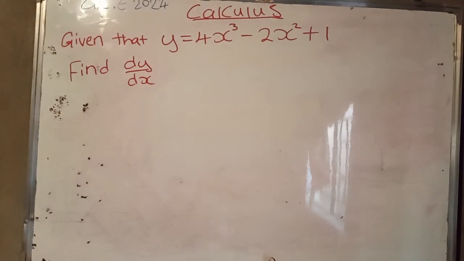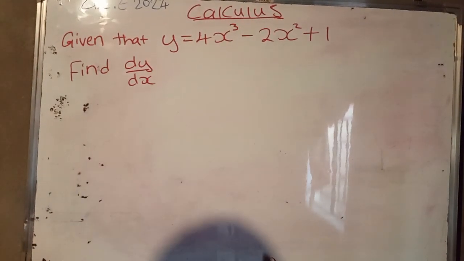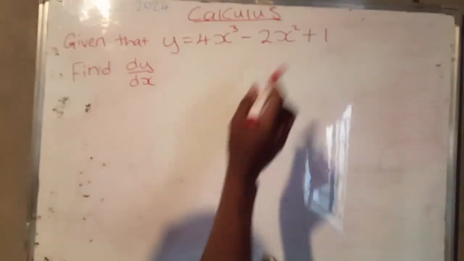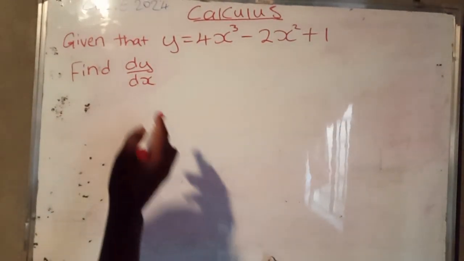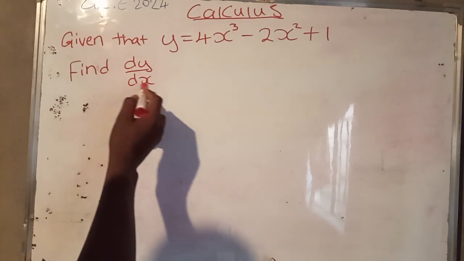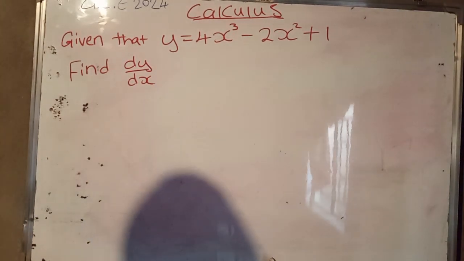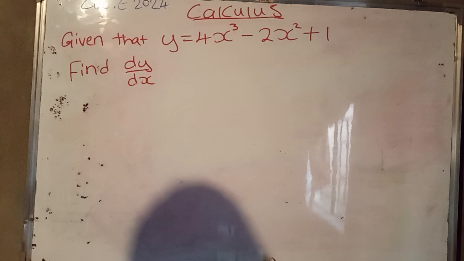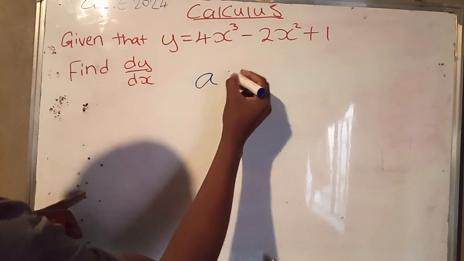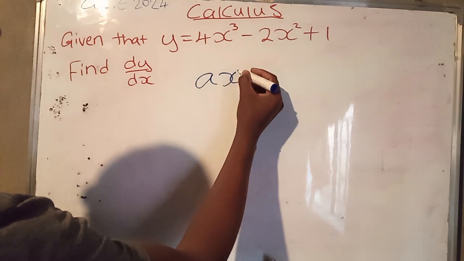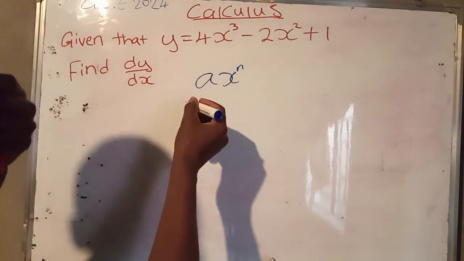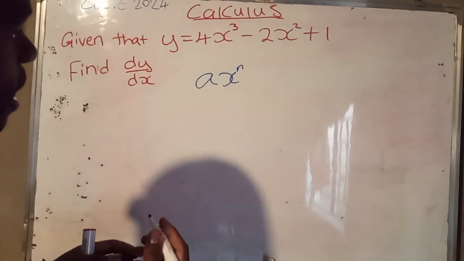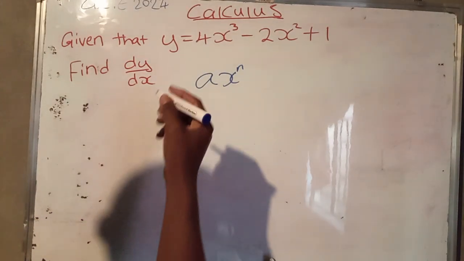Okay, this is calculus, and if you have been given an equation like this one, then they have said find dy over dx. Just know that it's calculus, and they are basically telling you to differentiate this equation. So how do you differentiate this equation? It's very simple. For example, if you have ax to the power n, then they are saying find dy dx. What they are simply telling you is to differentiate.